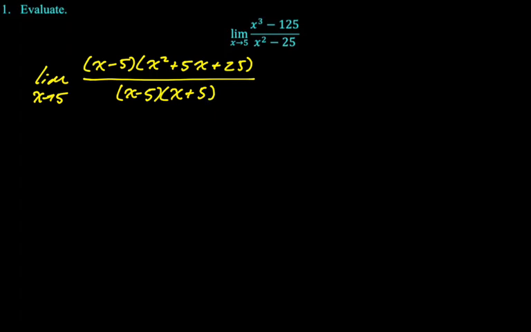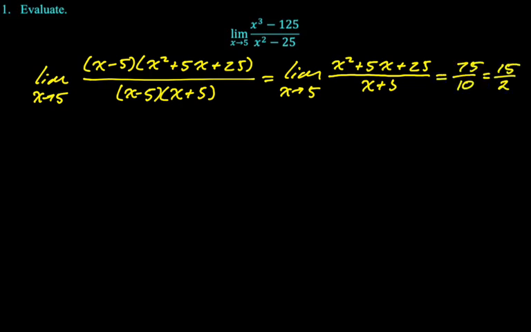You could also use synthetic division. Like you know that 5 is a 0, so divide that thing by x minus 5, see what you get. A lot of different options. You just have to decide which one you're most comfortable with. I'm going to cancel out the x minus 5s to get just this. Then I'm going to substitute 5 to get 75 over 10, and 75 over 10 simplifies to 15 over 2.